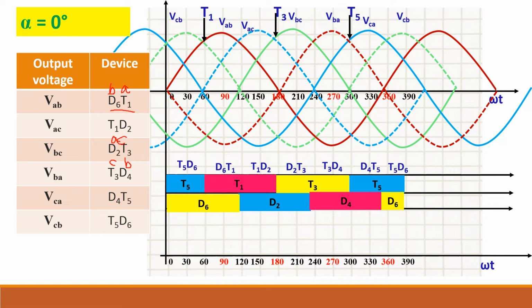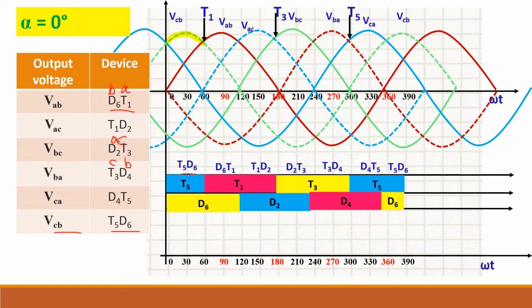After filling up this table, now let us draw the waveform. First time period is what? T5 D6. T5 D6 means your output should be VCB, so you have to follow that VCB waveform. Where is the VCB waveform? This one. So you follow this waveform till this point.